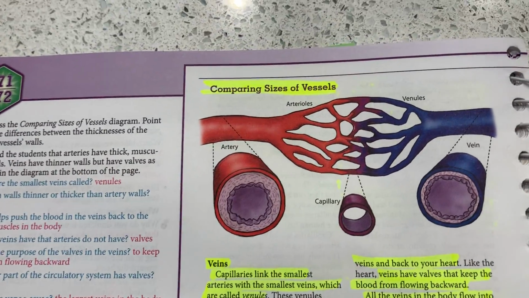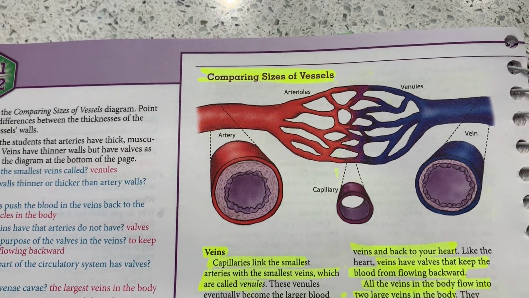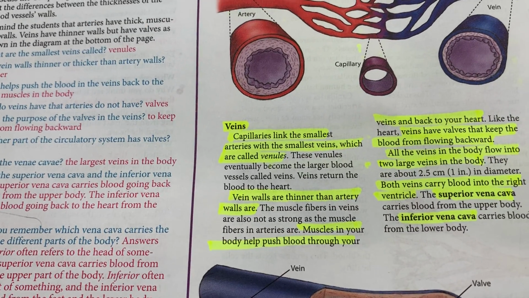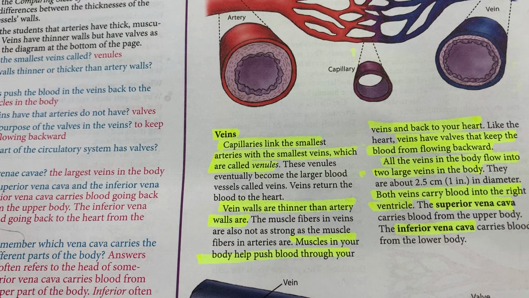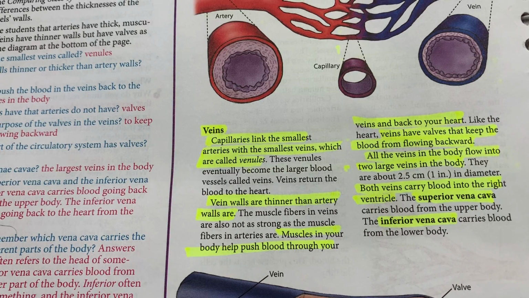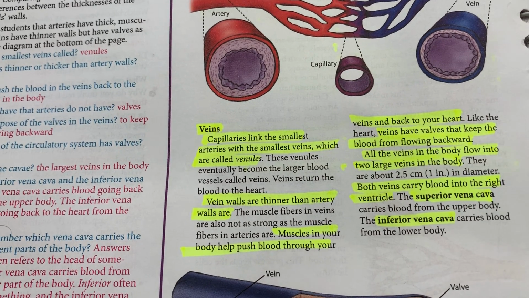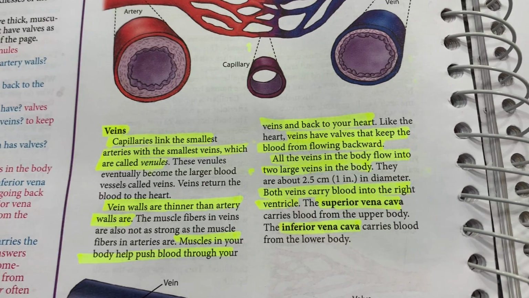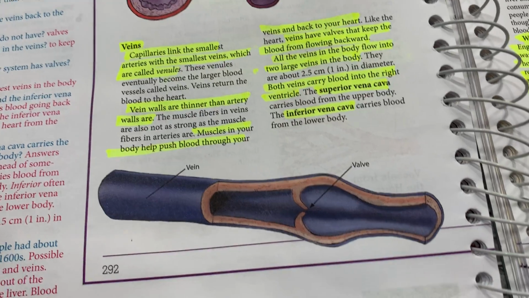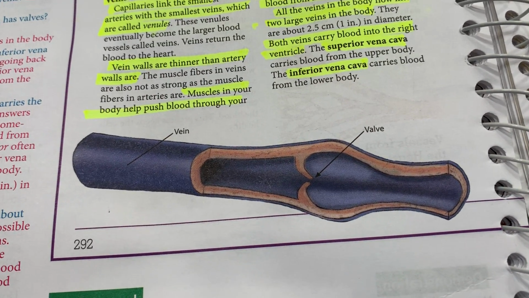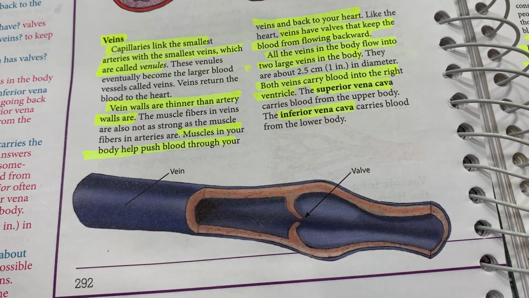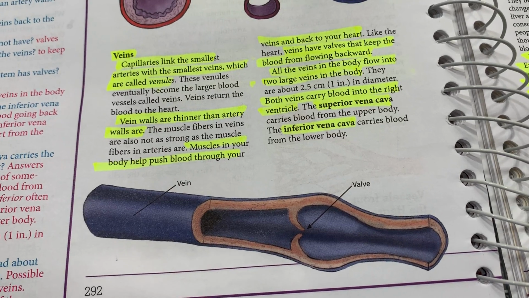Now, after we get through talking about the veins, we will look at where the capillaries connect arteries and veins. So capillaries link the smallest arteries with the smallest veins, which are called venules. Vein walls are thinner than artery walls. Muscles in your body help push blood through your veins and back to your heart. These veins actually have valves that keep the blood from flowing backward. And this is a picture of a valve down here, so that as your blood is going back towards your heart, it doesn't start going back down your legs and stuff.